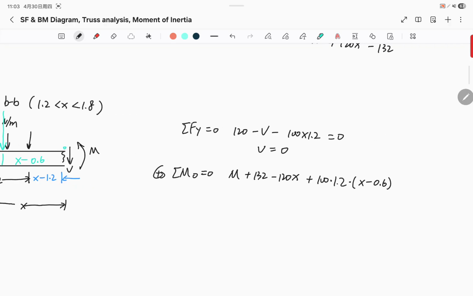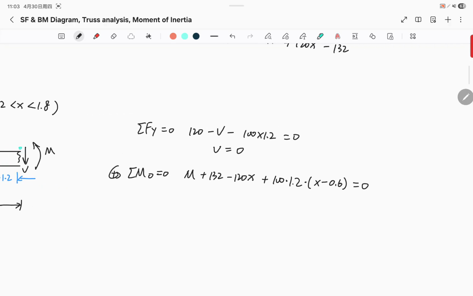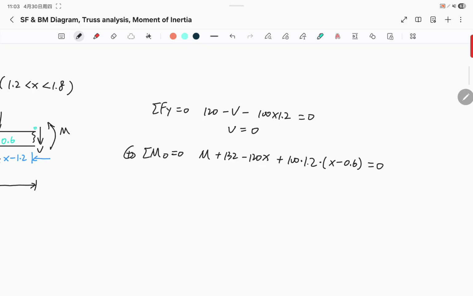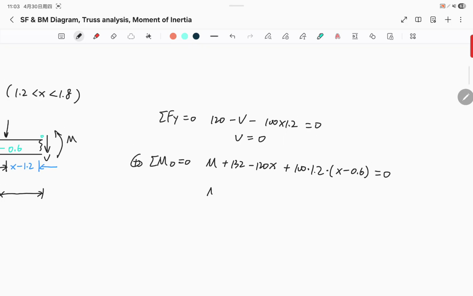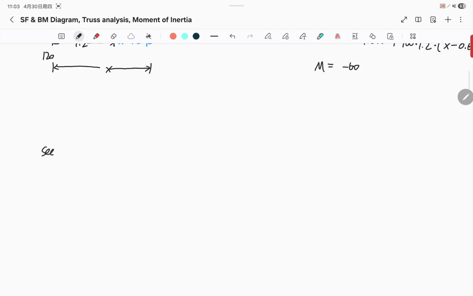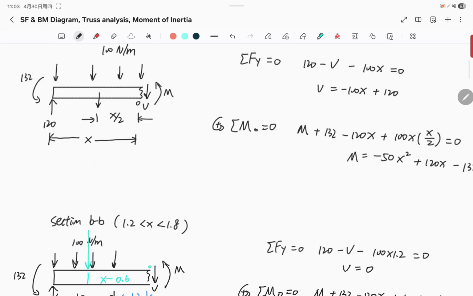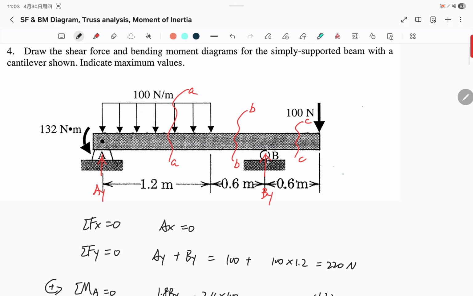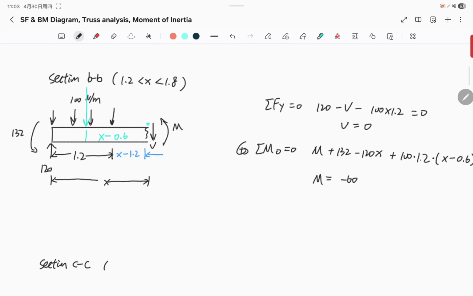And that's pretty much it for the moment. By solving this, we get an expression for M, which is negative 60. And then we can do section CC, the last one, where the distance is from point A to 2.4.